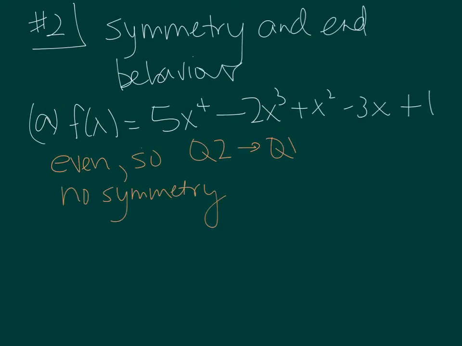Okay, for number 2, it says describe the symmetry and the end behavior of each function. I've done number 2a. It's 5x to the 4 minus 2x to the 3 plus x squared minus 3x plus 1. This shows that it's an even degree, so that means that our end behavior is from quadrant 2 to quadrant 1. And because it has these terms in here that have degree 1, it's not going to be symmetrical.